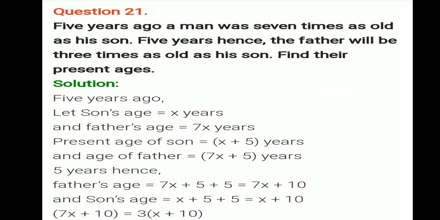So what is the relation between the present ages? That the father is 3 times. Three times means you have to multiply the age of the son by 3, which will be equal to the age of the father.